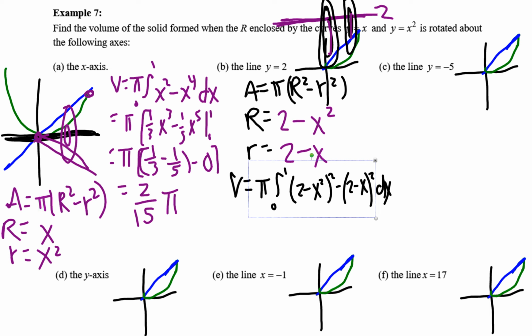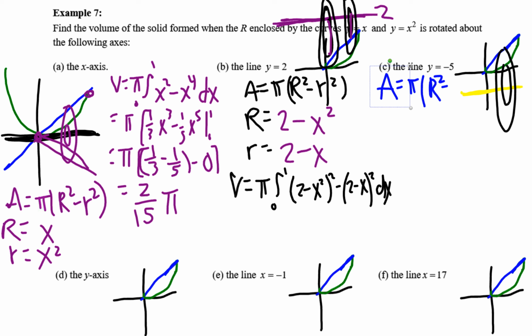Okay, the next one, y equals -5. That'd be somewhere down here. So when we rotate it, we'd have this big circle and we'd kind of have a little circle for each slice. So the area, we got another washer, big R squared minus little r squared. Set it up.